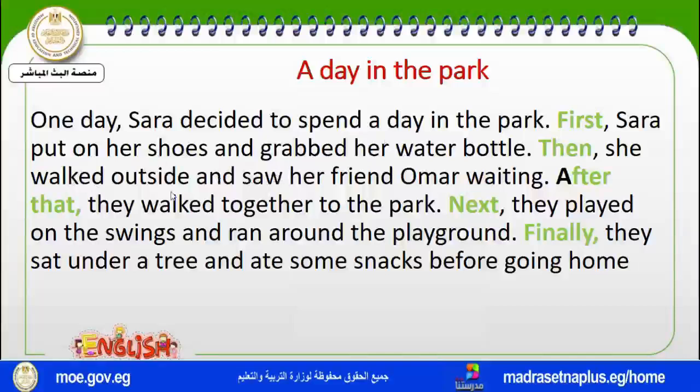And after that, number two, she walked outside and went to her friend Omar. And after she met Omar, number three, they walked together to the park. Number four, they played on the swings until finally, the last thing, they sat under a tree eating some snacks until they went home. This shows us what Sarah and Omar did in order. That's why these words express the sequence of events in a story.